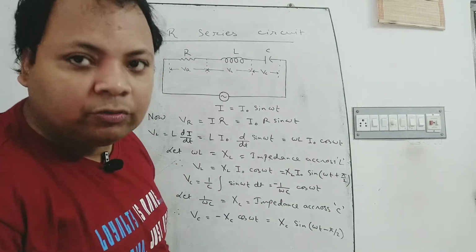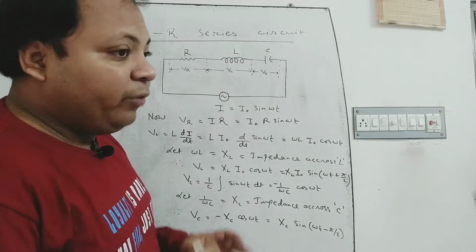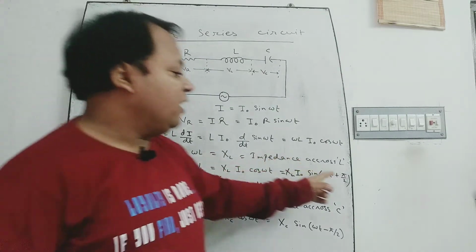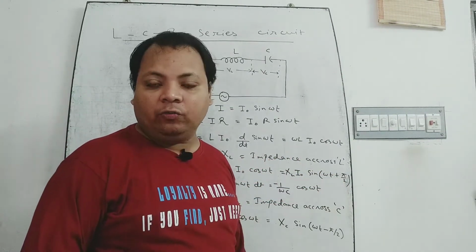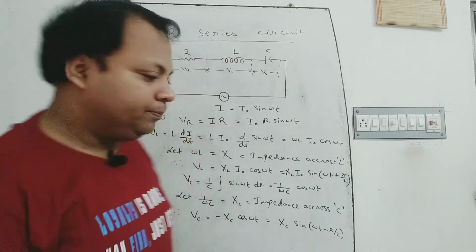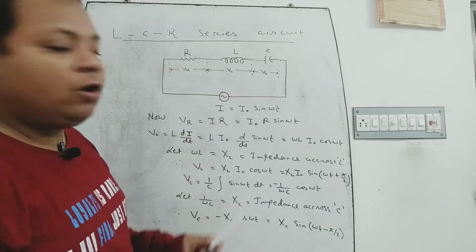Here the phase difference between VL and current I is 90 degrees or π/2. That is, the potential difference across the inductor, VL, leads the current by an angle π/2.